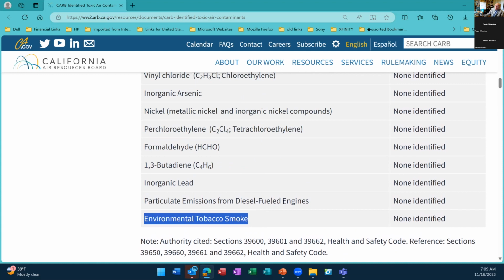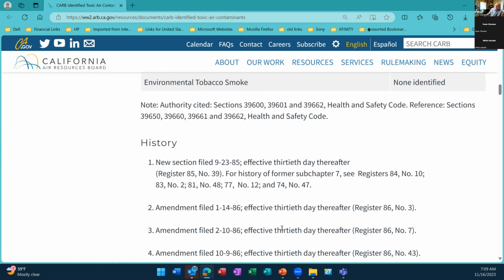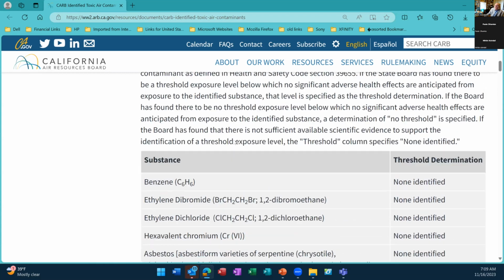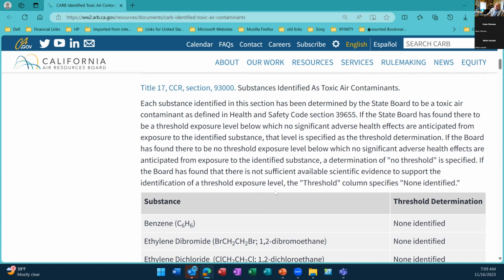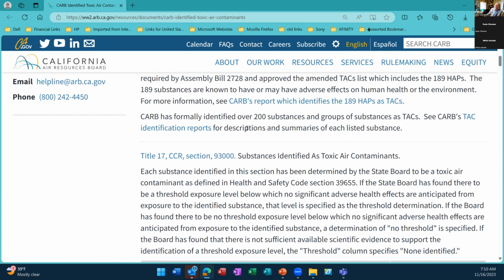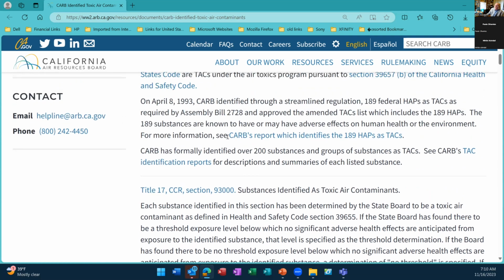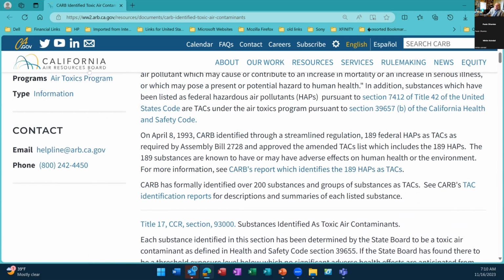So again, my recommendation, try to stay away from smokers because secondary tobacco smoke is dangerous and annoying. So this is just a small list of the main air toxics, but again, is more than 200 just in for the California regulations.